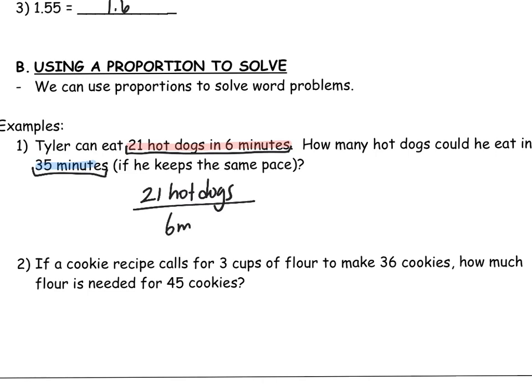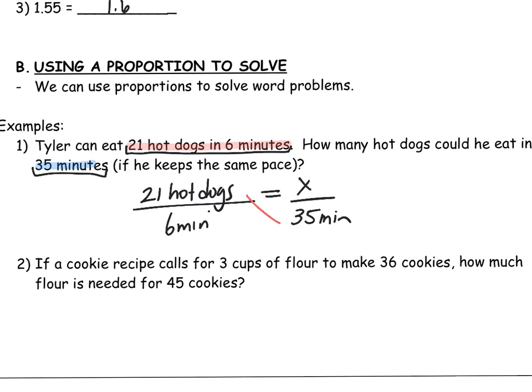in 6 minutes equals, and it wants to know how many hot dogs. So hot dogs are on the top and I have 35 minutes on the bottom. So we set it up so that our units are the same bottom and the same top. Now when you cross multiply, you don't really need the units in there. We just had that so that we could set it up.